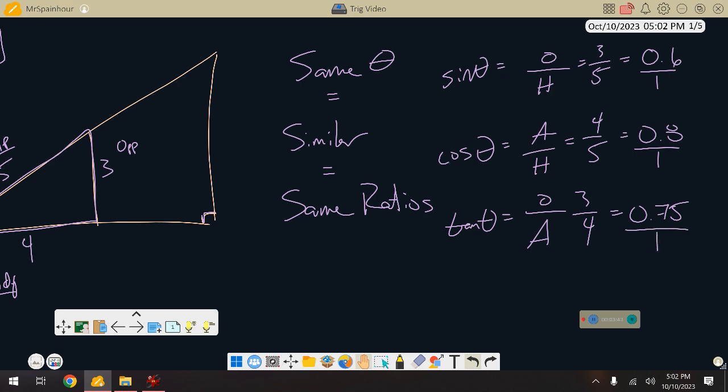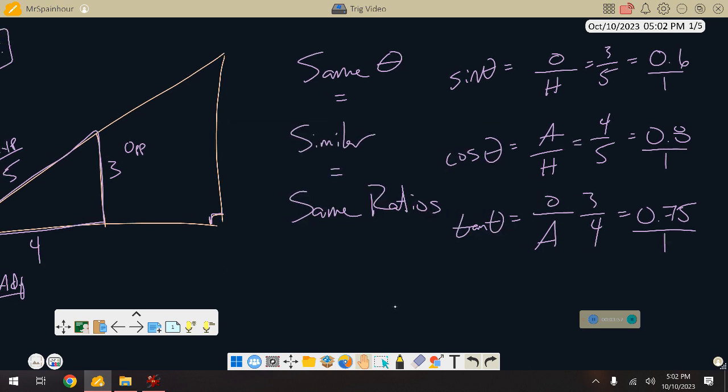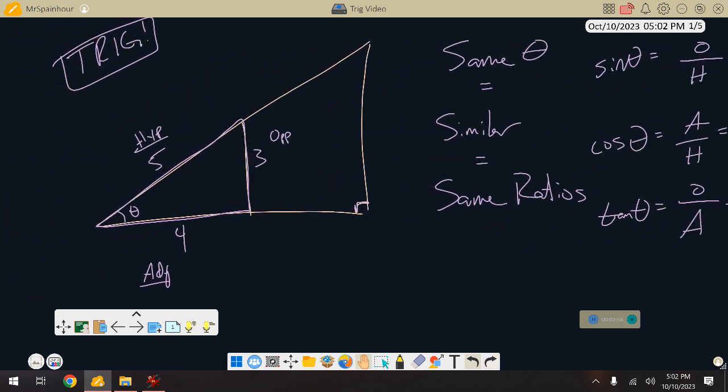So if I'm looking at the sine in this particular case, what this number says is that whatever my hypotenuse is, 60% of it is going to be the opposite side. Now, how did we get these particular numbers? Actually, I'm going too fast. Let's go one more step back.